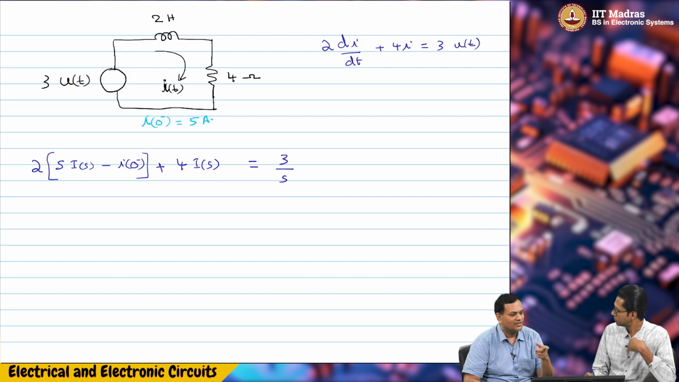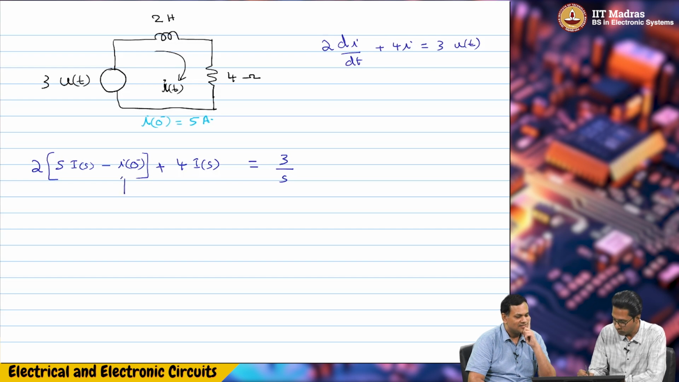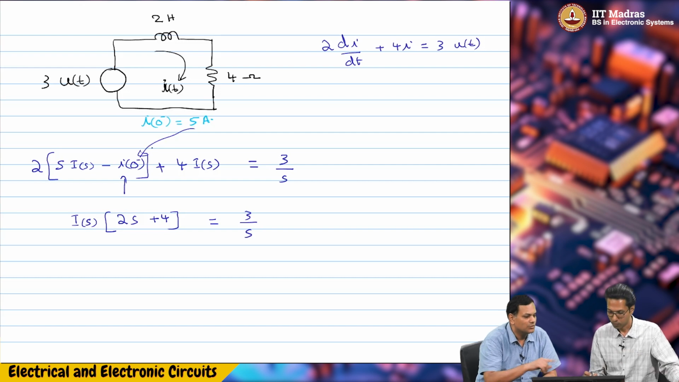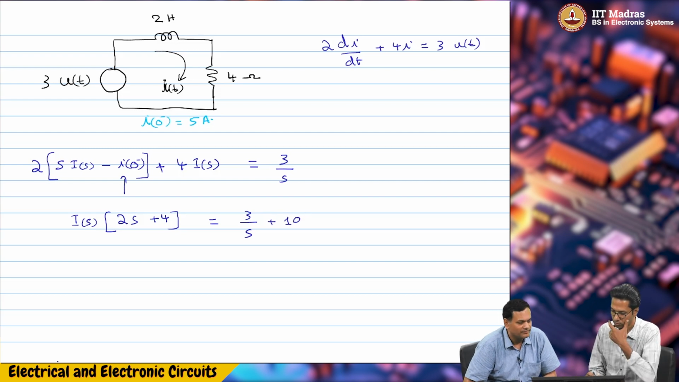Is anything wrong? No, this looks perfect. So we know this value anyway, so we can just do that. Maybe I of s we will take outside. So I have I of s, times 2s plus 4, equal to 3 by s, and here we had 5. So you had 2 times 5 minus 10 on the left side, so plus 10 on the right side. Correct.